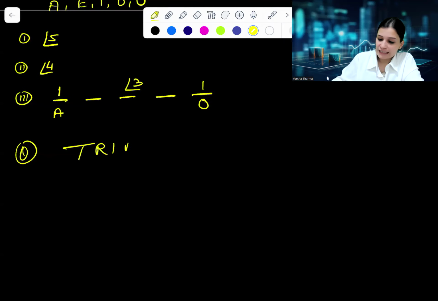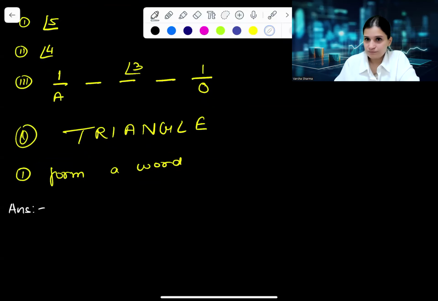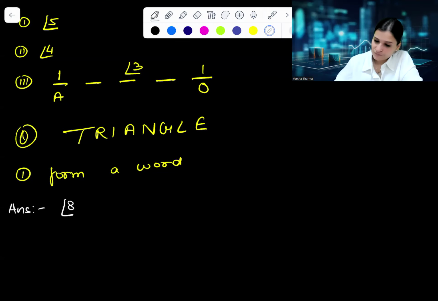Suppose the word is triangle. Very important. Form a word. 8 factorial. 8 letters, only arrangement necessary.